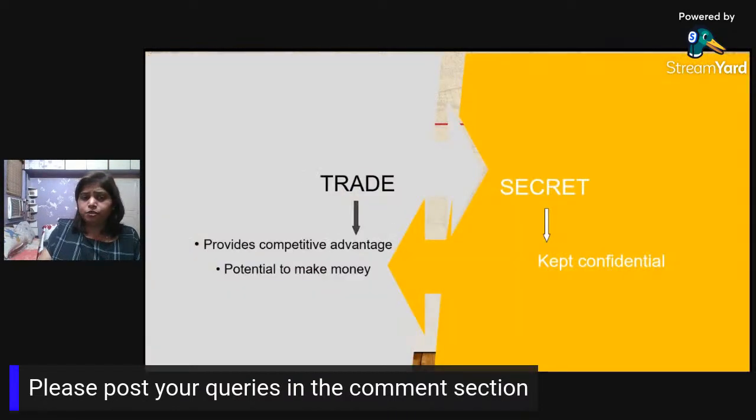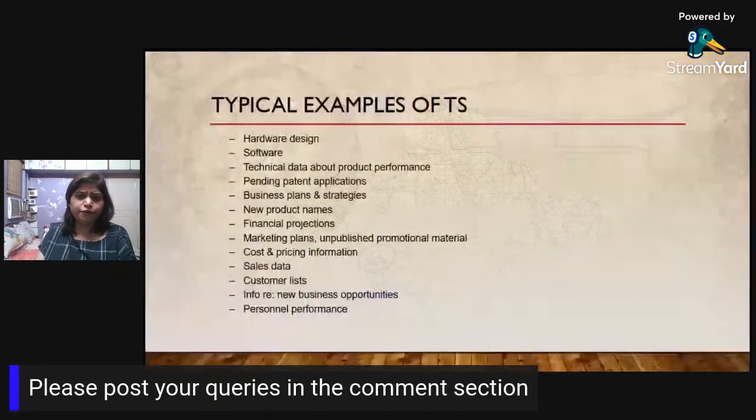So what kind of information? You can have lots of confidential information. It can be a plan. It can be a business model. It can be whatever you feel is important for the trade. Okay, and that secret only belongs to you. Okay, so all this comes under trade secrets.